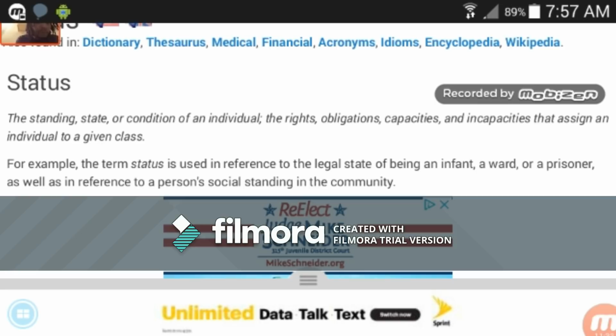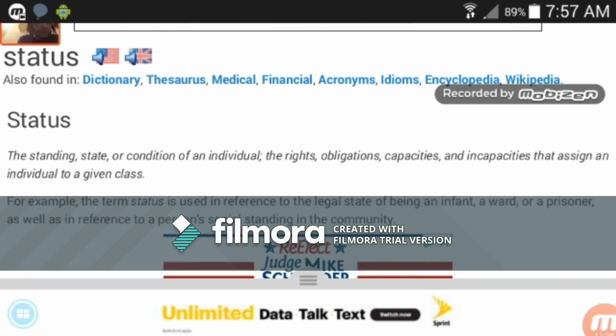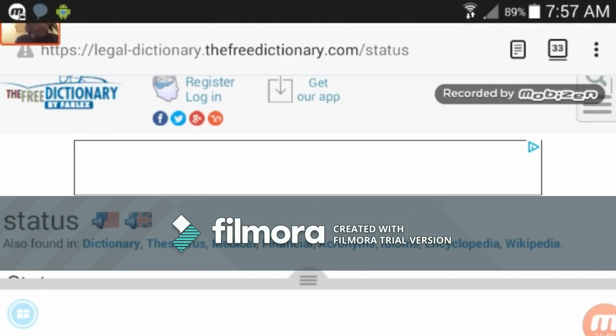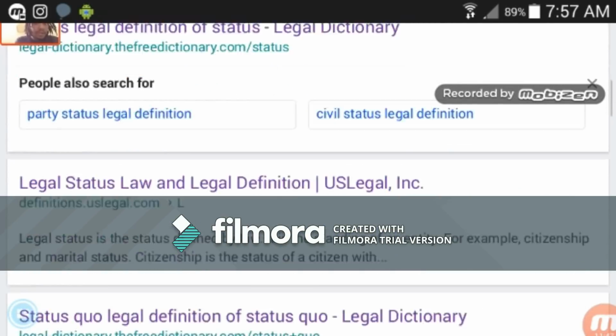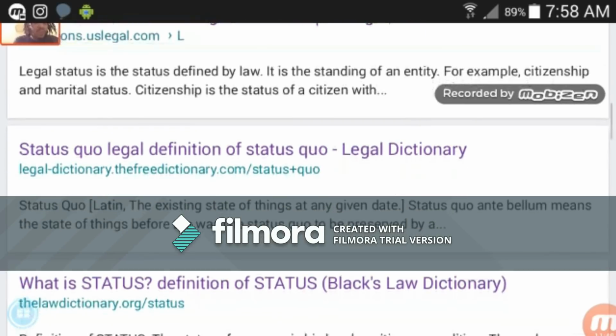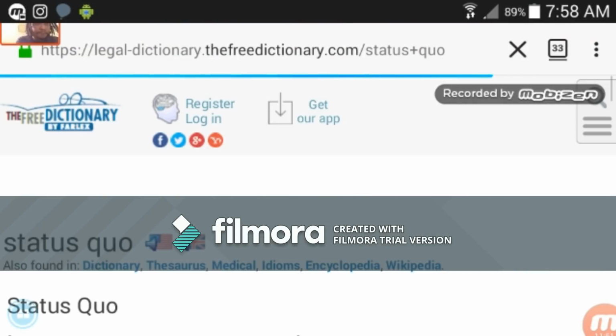I want to go back one time before, because I looked up another version of status, and it was really interesting. It's actually the status quo definition. Let's get into that.